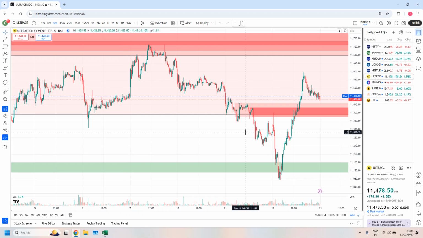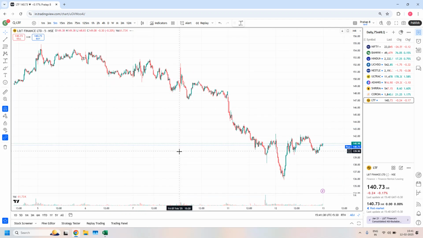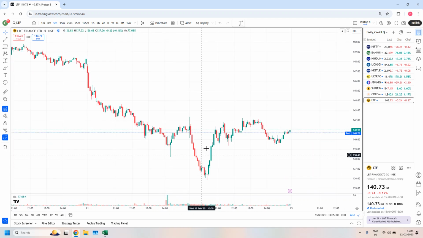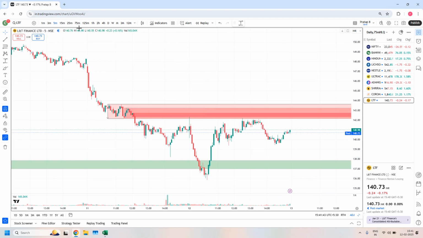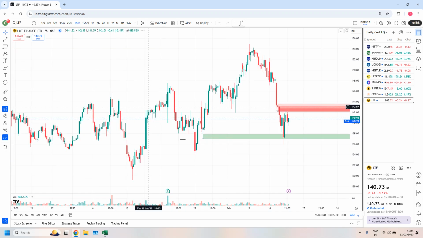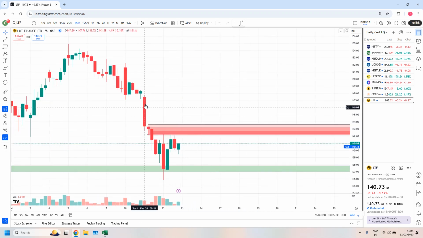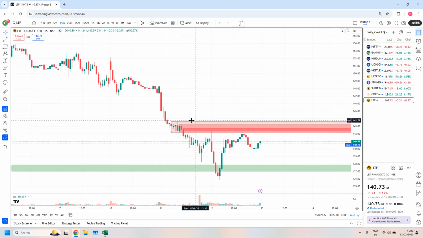Next one is L&T Finance, LTF. This is also a 75 minutes high liquidity zone. Let me go to the 75 minutes time frame. You have a drop, base, drop. This is how our software identified this zone, drop, base, drop as a high liquidity 75 minute zone. And this one is fine tuned with the 15 minutes time frame.